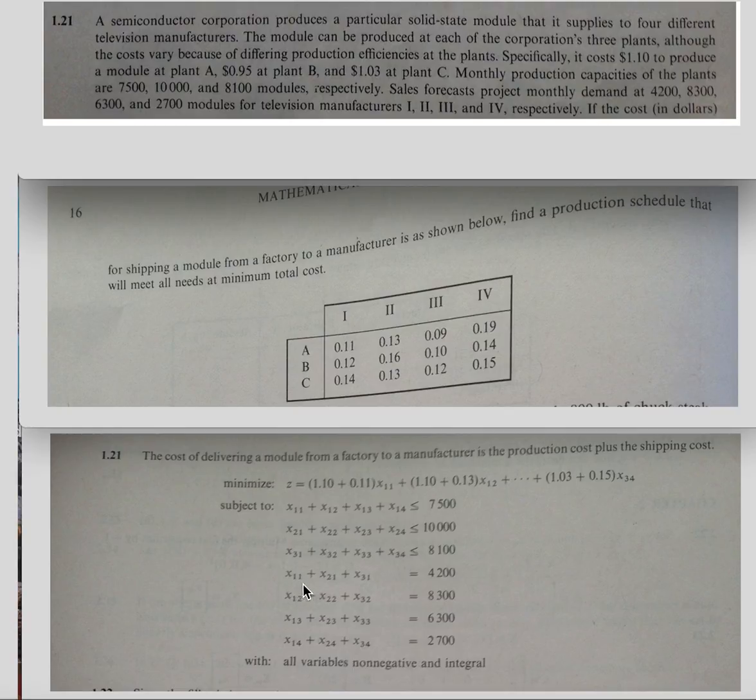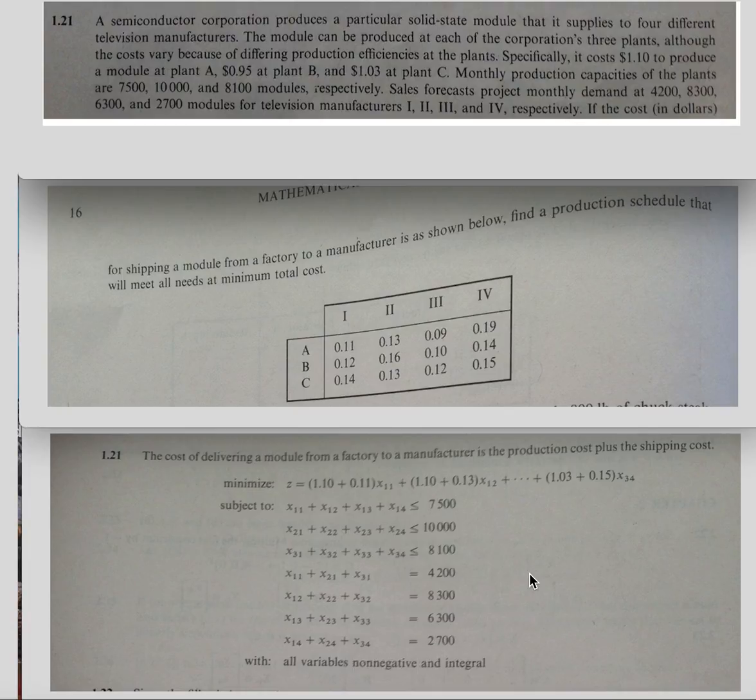So the point is, all the variables that are x something comma 1 have to add up to the demand for manufacturer 1, which is 4,200. All the variables that are something comma 2 have to add up to the demand for manufacturer 2, which is 8,300. All the variables that are x something comma 3 have to add up to the demand for manufacturer 3, which is 6,300. And all the variables that are x something comma 4 have to add up to the demand for manufacturer 4.